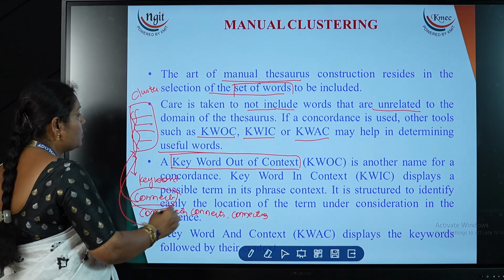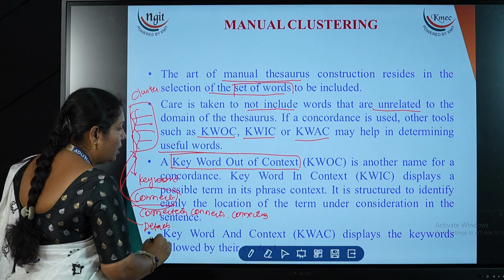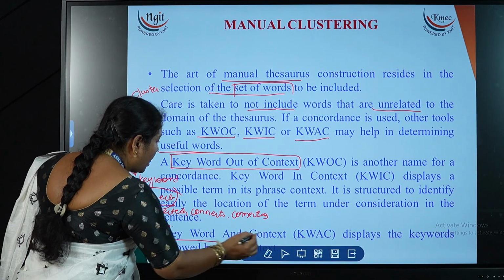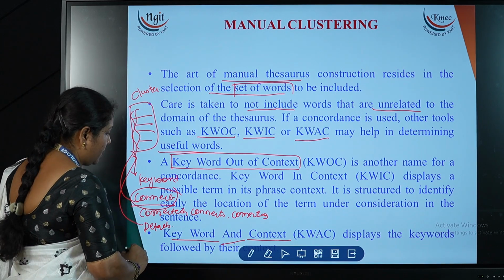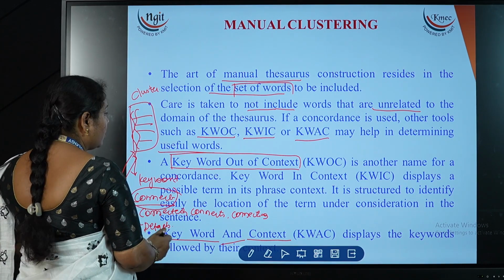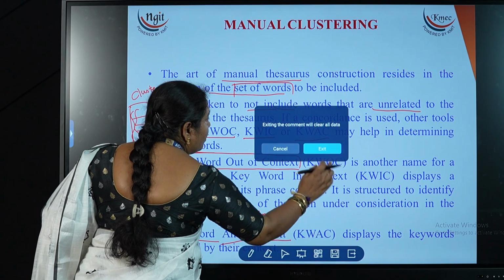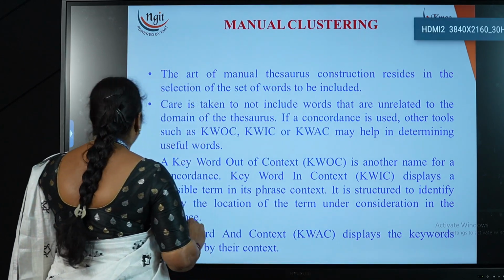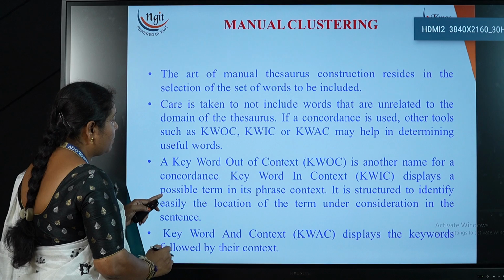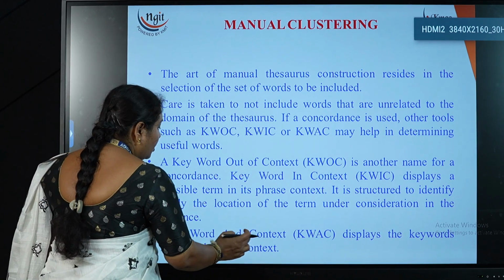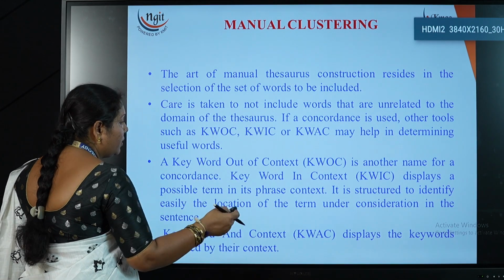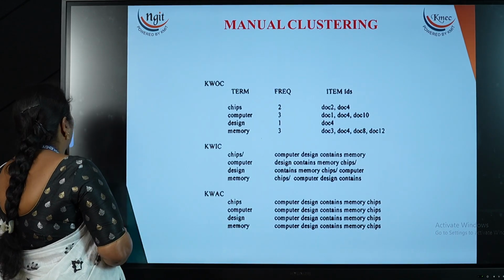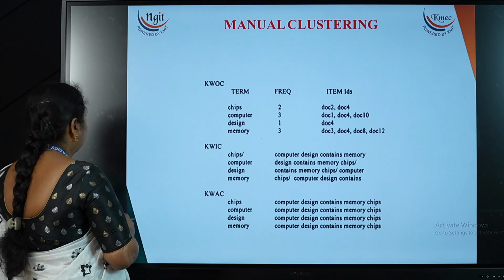So we can use so many tools in order to do that. Next one is keyword and context, KWAC. So we have to check the context here. Previously in KWOC, we checked the context, connectivity. Here you have to check the keyword and context value. It is out of context, it is within the context. So this is one example.